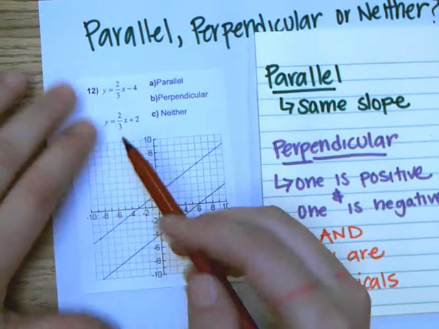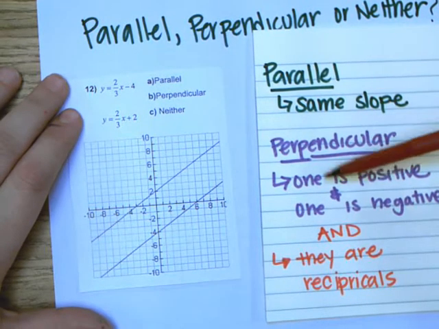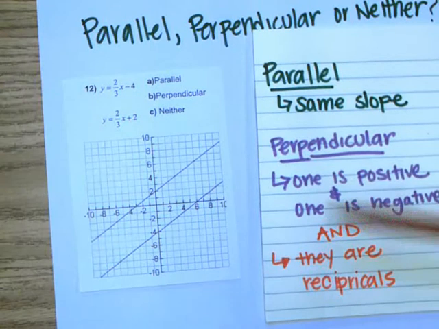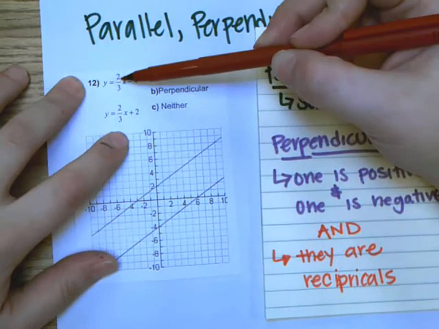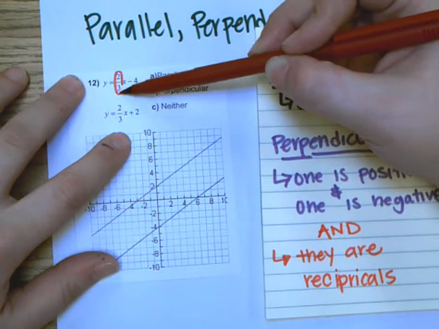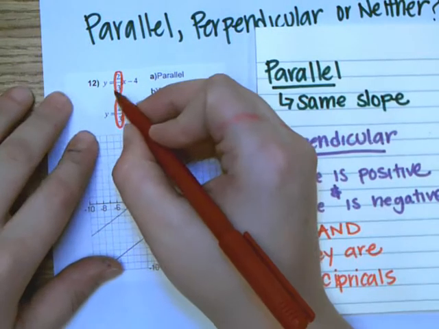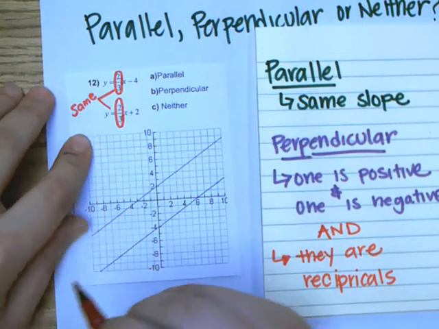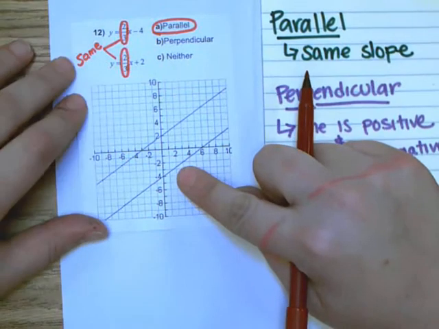Okay. So here we're given two equations and we have to determine whether they're parallel, perpendicular, or they're neither. They just intersect, but they don't have anything special about them. So if we look here, the number in front of x, remember, is the slope. So the number in front of x here, they're the same. They're both 2/3. That means that the lines, when graphed, are parallel.